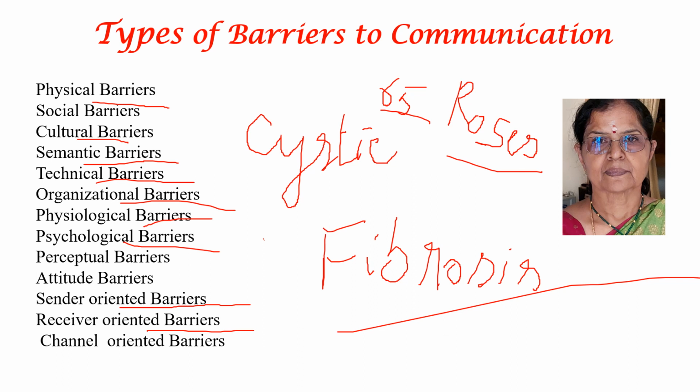Or channel-oriented barriers, the channel you use for communication. How the technical apparatus, your mic or your video, your audio, and how good it is. So the technical issues. All these things have a great impact on the communication. So these are all called barriers. These are the major groups of barriers.